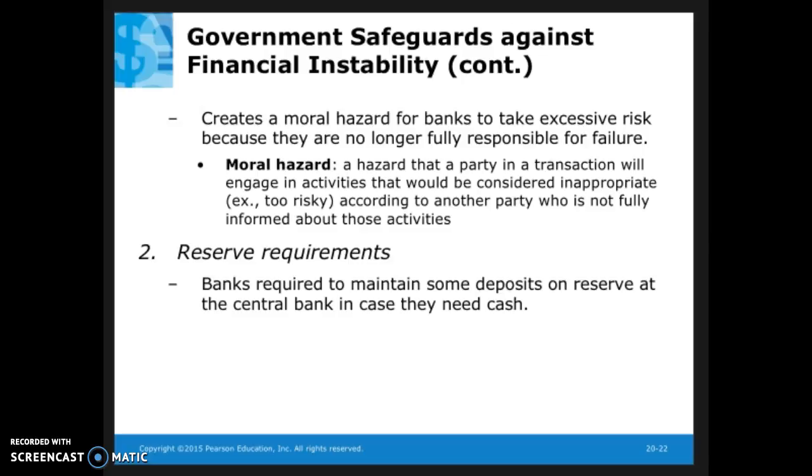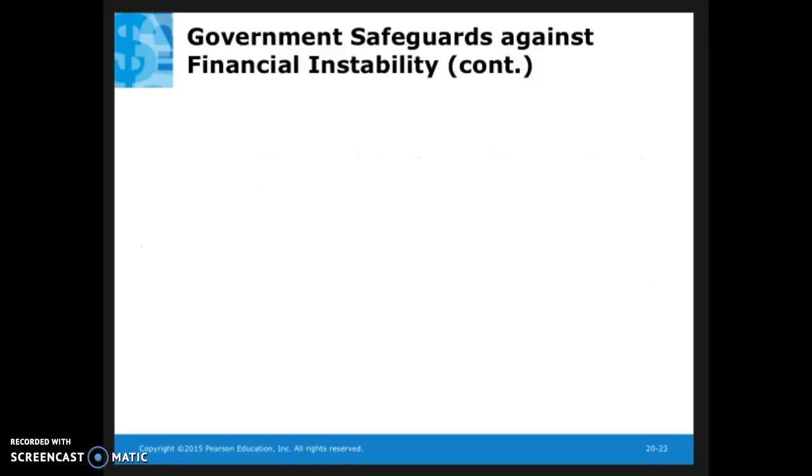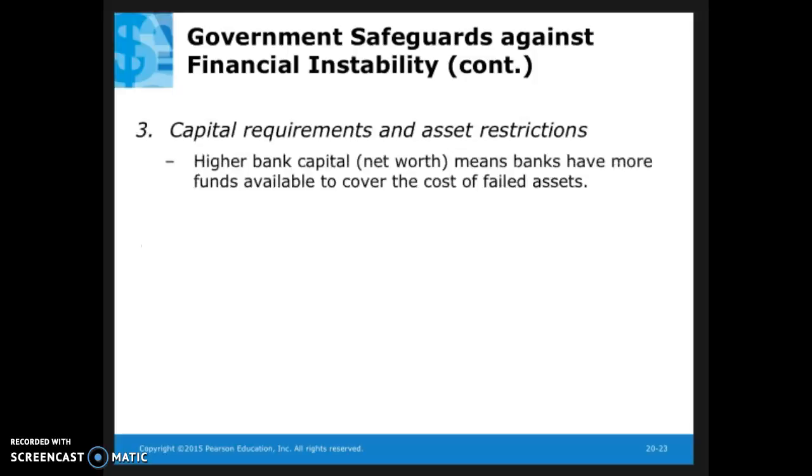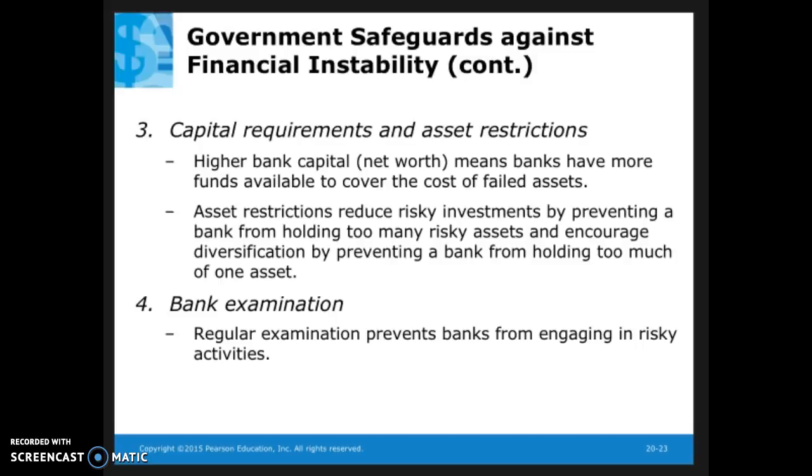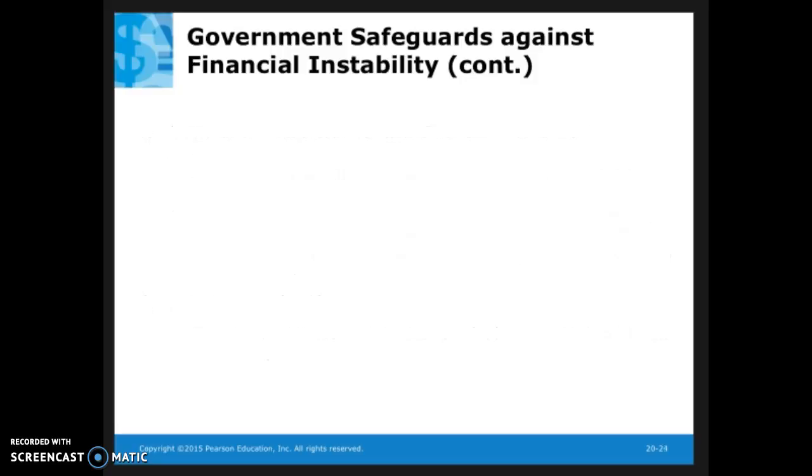Second, reserve requirements. Banks are required to maintain some deposits on reserve at the Federal Reserve in case they need cash. Third is capital requirements and asset restrictions. Higher bank capital means banks have more funds available to cover the cost of failed assets. And we have bank examination. This is a regular examination that prevents banks from engaging in risky activities.